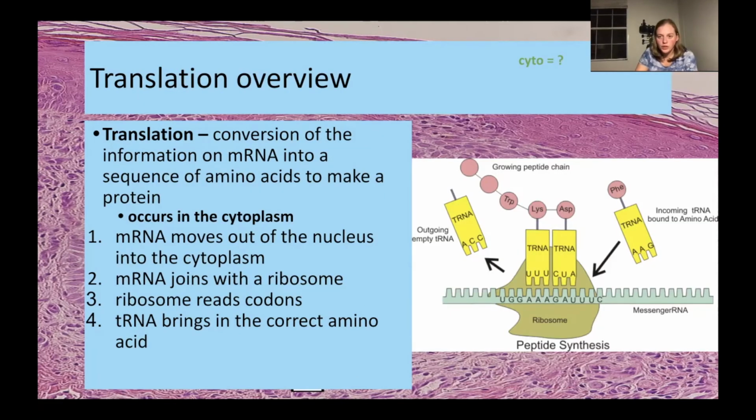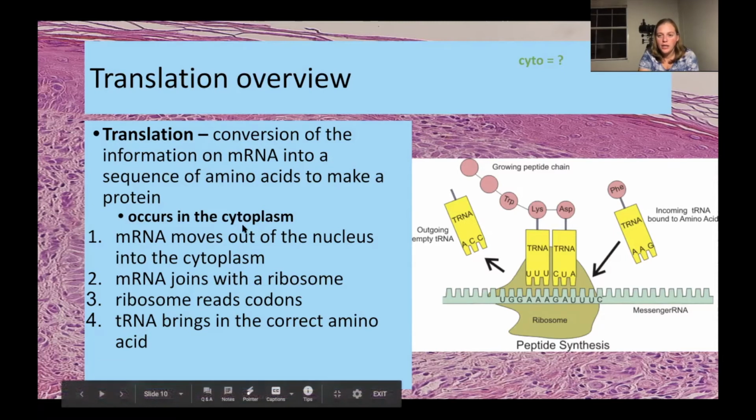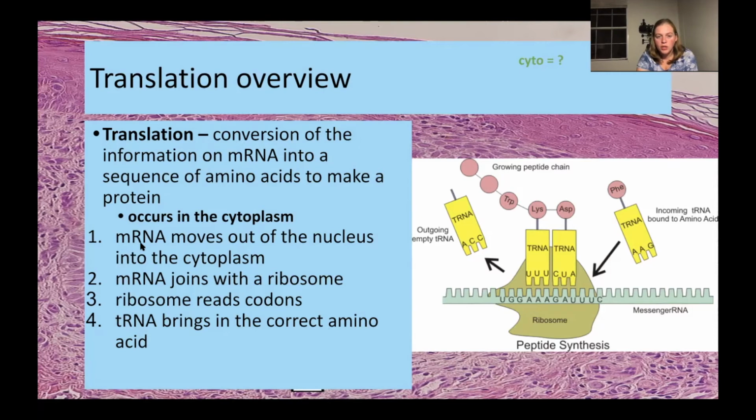So an overview of translation: we're going from mRNA to an amino acid sequence. And this is going to happen in the cytoplasm within the ribosome. Just a general idea of how this works, mRNA is going to leave the nucleus and go to the cytoplasm. That mRNA is going to find a ribosome, and that ribosome is going to read the mRNA bases in groups of 3 that we call codons. Each codon is going to fit with a certain tRNA that carries a certain amino acid.